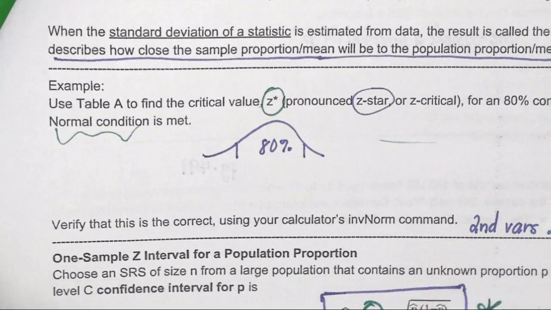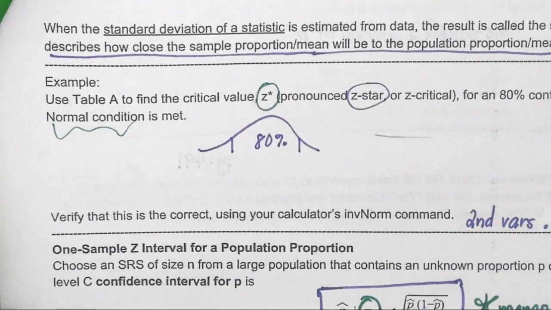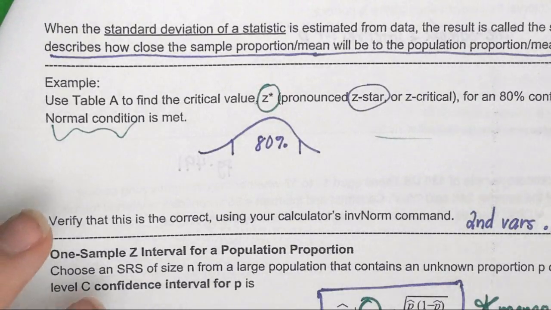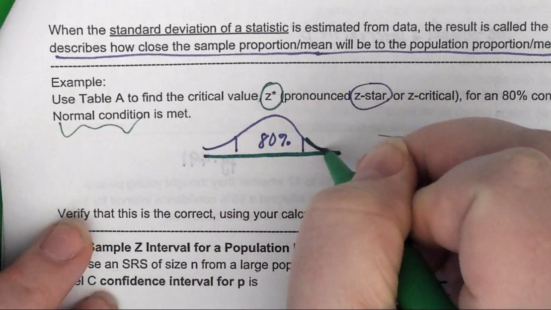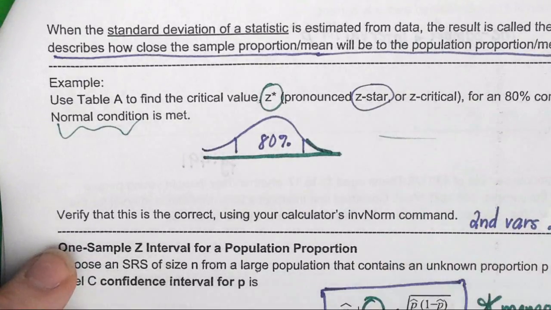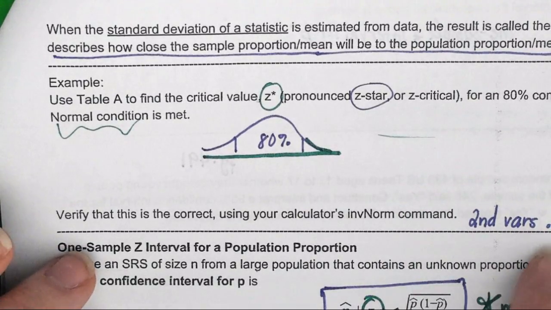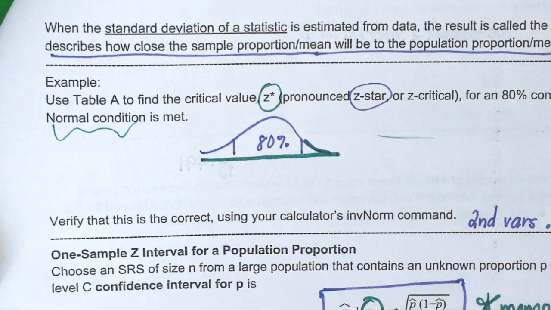So Z star is going to help us. We're calling it Z star specifically to deal with confidence intervals, but we're still going to use our Z table to help us figure it out. I'm going to use my Z table. You can. We'll talk about the calculator command in just a second, but you are going to help me with my Z table first. Okay, so we're wanting to know something called a critical value.